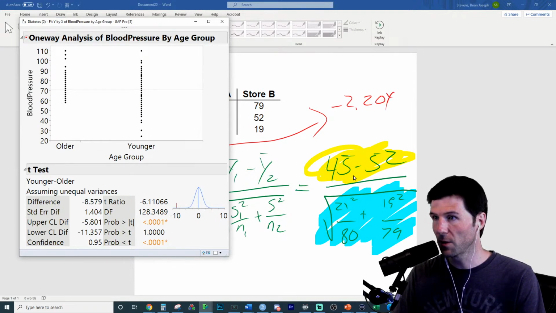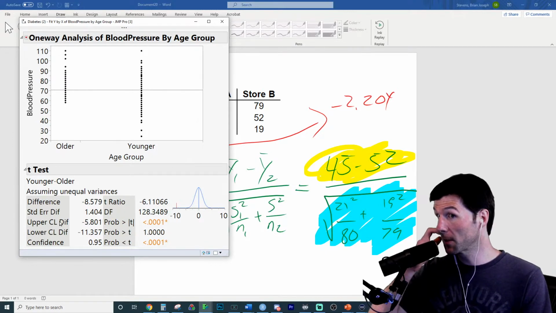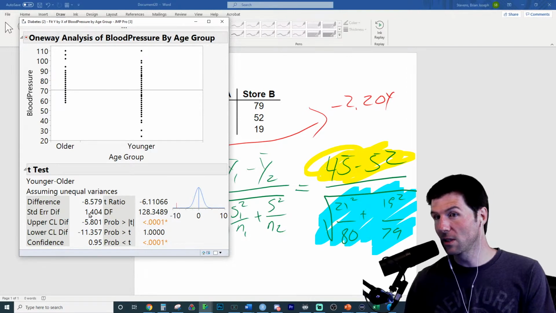That is the mathematical difference. This is a difference of -7. This is a difference of -8.5, older minus younger. And then the standard error right here is the bottom, which is this equation right here. This is our confidence interval for the difference. And yeah, but it does not contain 0.